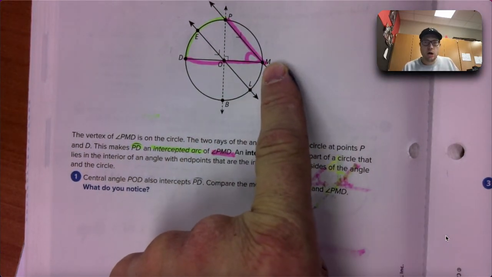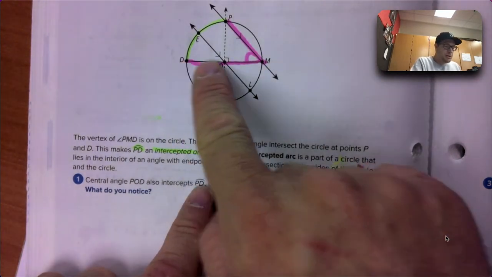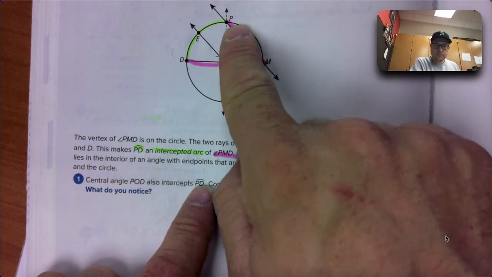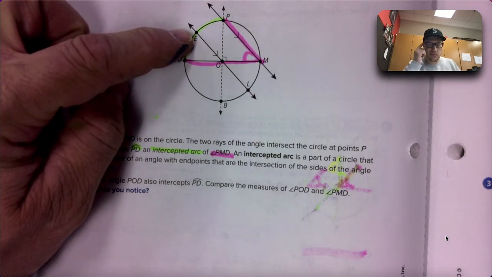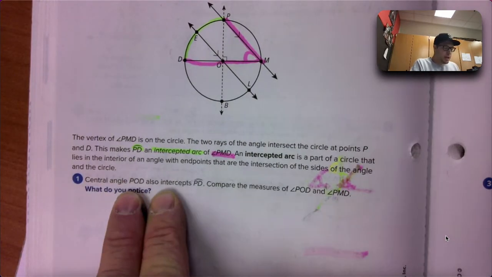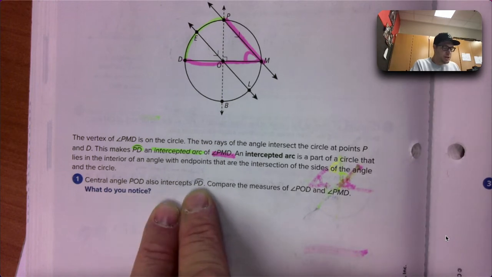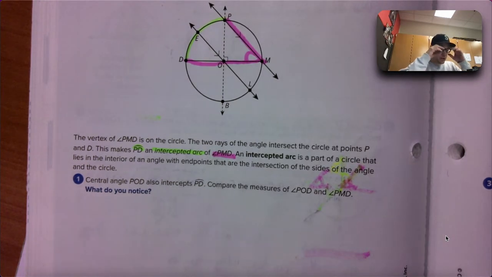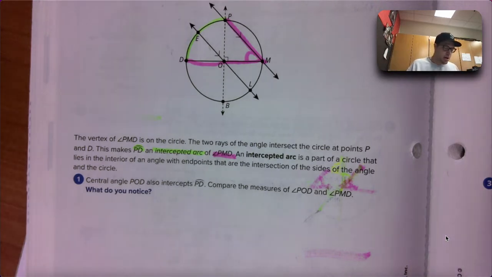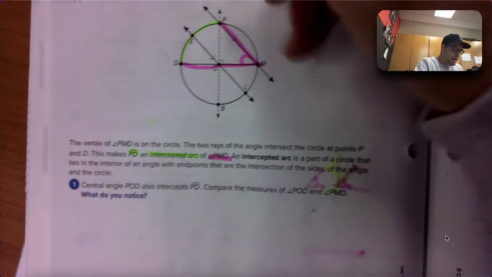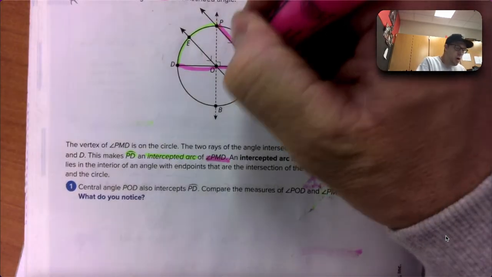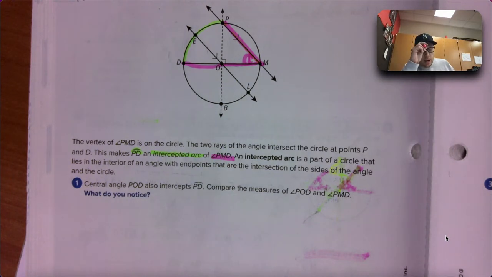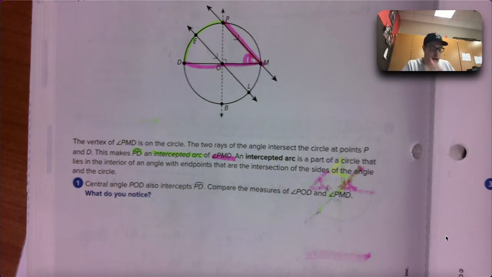So, inscribed angle, intercepted arc. Okay. Central angle POD also intercepts PD. Measure or compare the measures of POD and PMD. So here we go. PMD is only so big. Oh, I remember this one. We did this one in the last activity too. Flip back a couple pages, go back a couple videos.